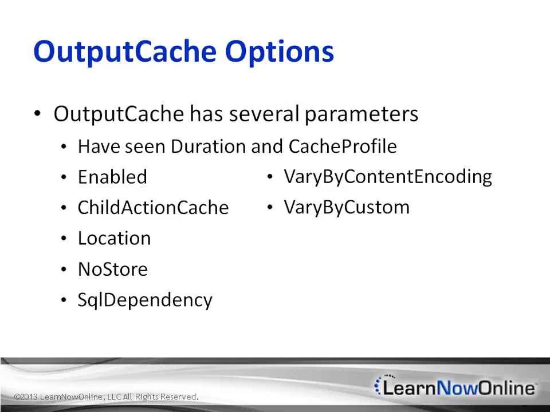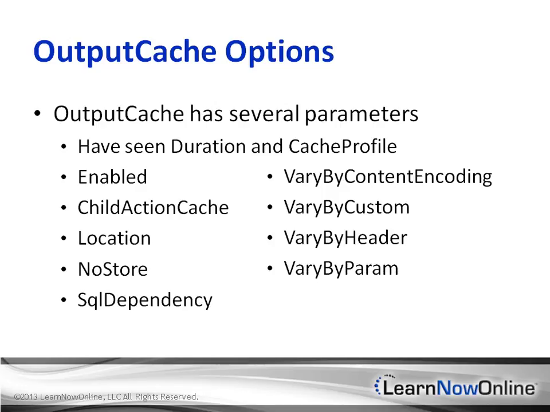You can use vary by custom, which gets or sets the vary by custom value, which is a set of custom strings so that you can have very fine-grained control over how things are cached. You can vary by header, which gets or sets the vary by header value, which is a comma-delimited list of HTTP header names. So when you get a request in, you can cache items based on headers that you get with the request.